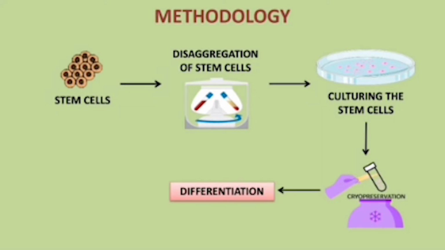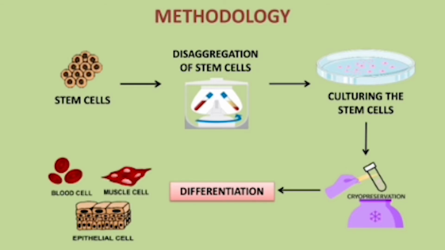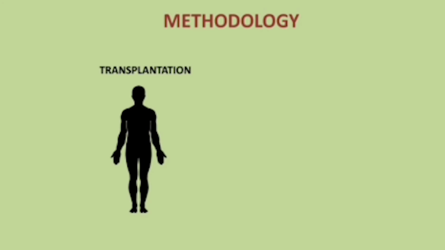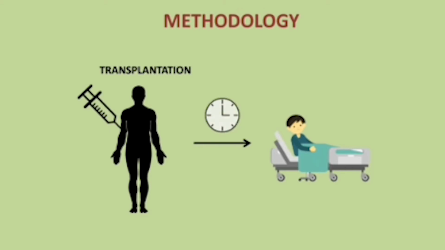Differentiation. When there is need of therapy, these stem cells are processed to differentiate into desired type of cells. Transplantation. The differentiated stem cells are allowed to transplant at our desired area of treatment to replace the diseased or damaged tissues with the help of injections. Monitoring. Monitoring of the replaced cells is made at regular intervals.